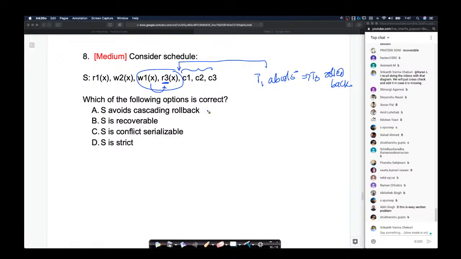So S does not avoid cascading rollback, number one. Now S is recoverable, right? Yes, S is certainly recoverable if you think about it. Okay, so again, recoverable, certainly that's a valid point.